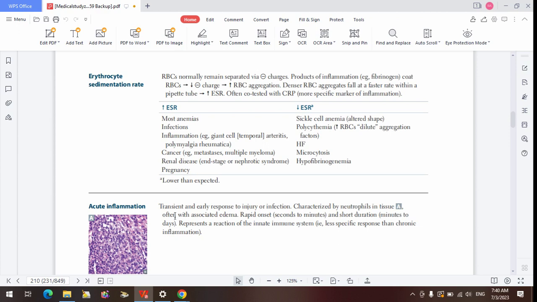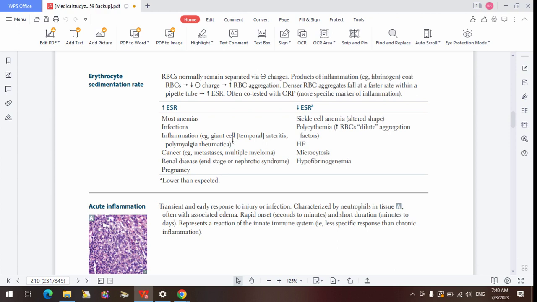So anything that is down regulating fibrinogen or that is not an inflammatory response is going to allow the negative charges to persist, and the cells cannot attract each other and they don't become agglutinated and their density is reduced, and they will fall at a lower rate and ESR will drop. Now let us look at those causes one by one.